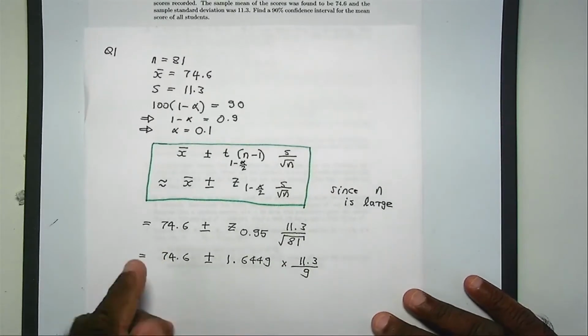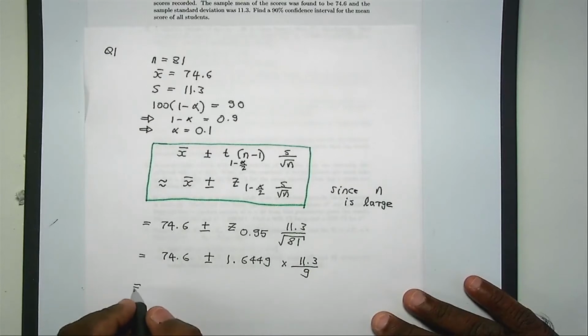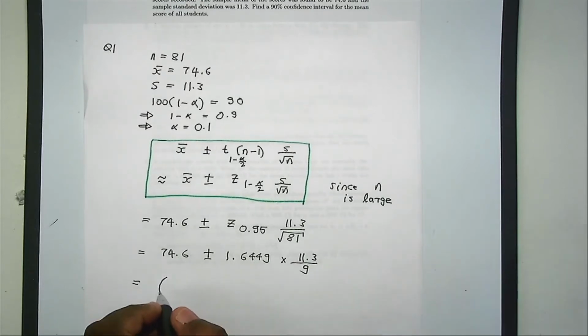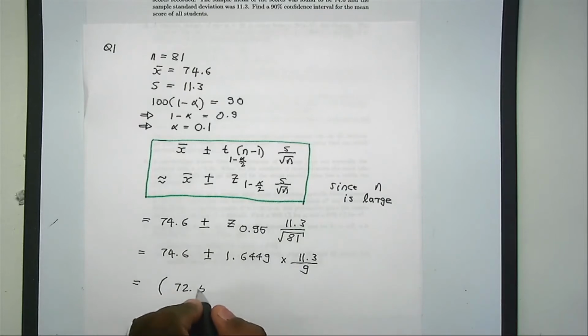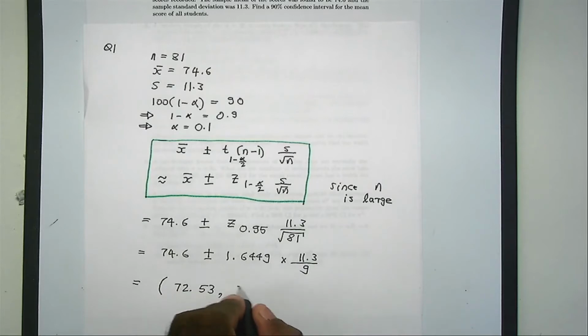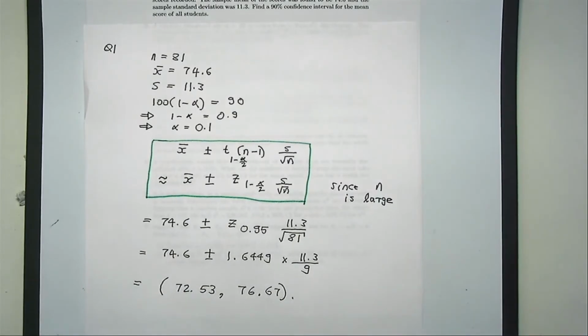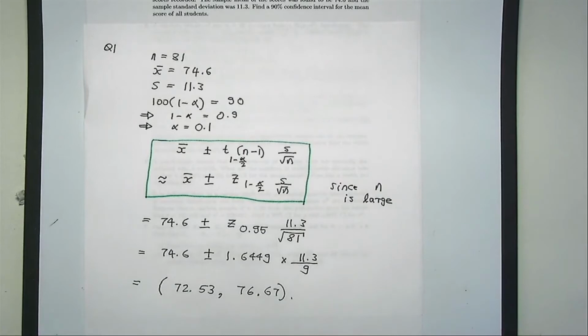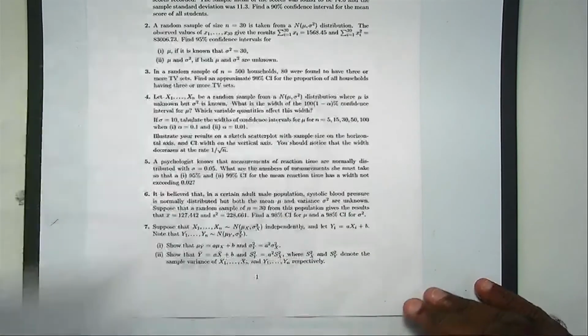Now, if you work this out using a calculator, this is what you will get. The lower limit will be 72.53, and the upper limit is 76.67. So this is the 90% confidence interval for the population mean score.